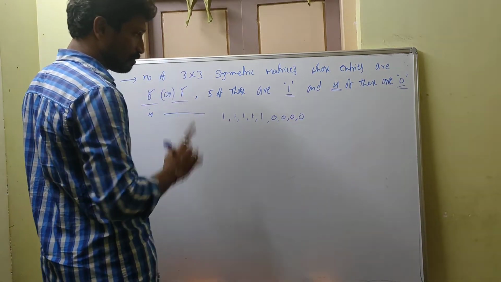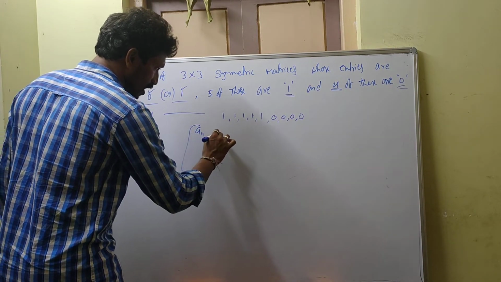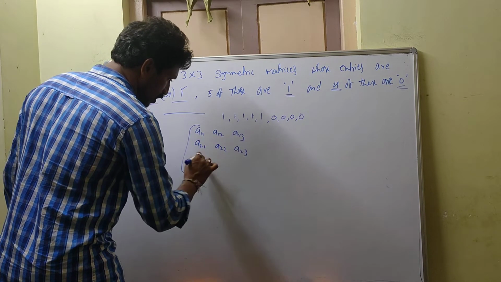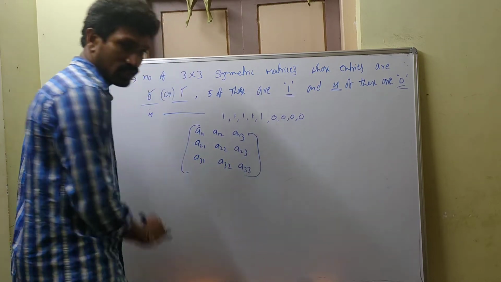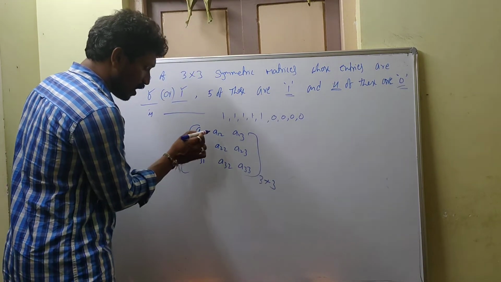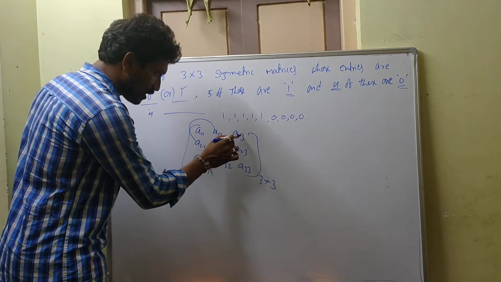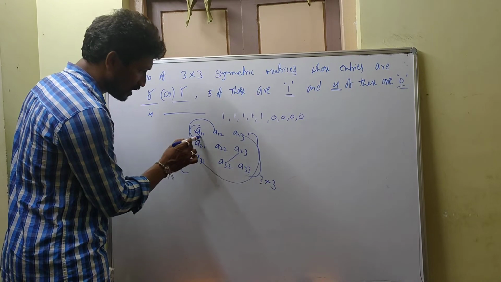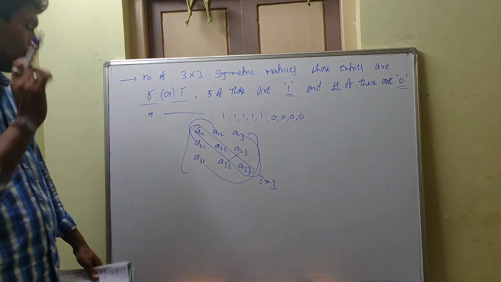First of all, just remember what I already told you. For a 3 by 3 matrix, the entries are A11, A12, A13, A21, A22, A23, A31, A32, A33. See here, what is the position? The same number should be here, and the same number should be here, and here. These 3 may be different numbers, no problem.